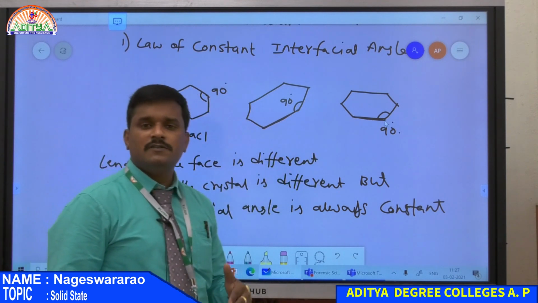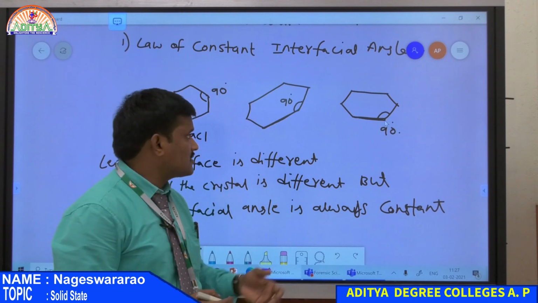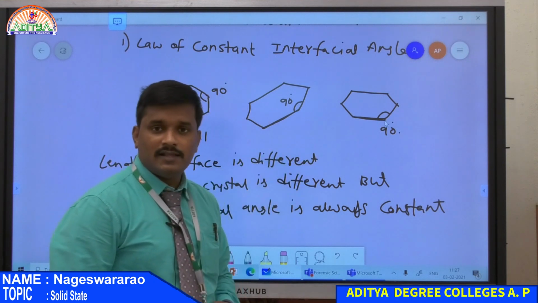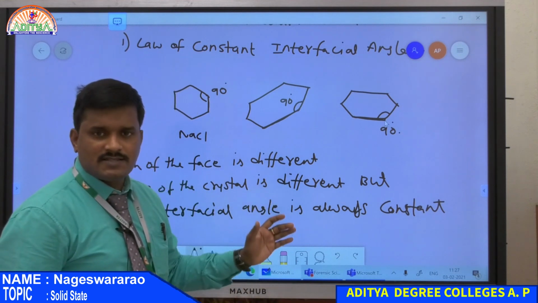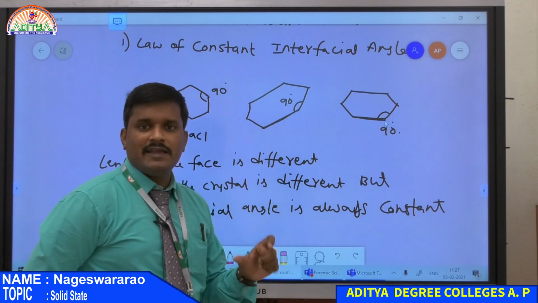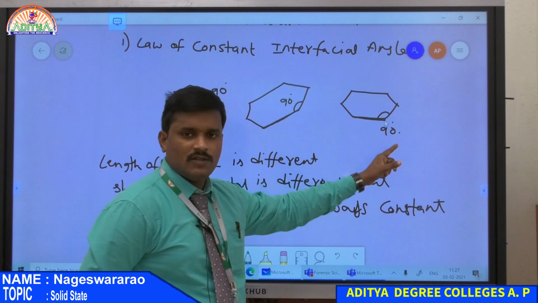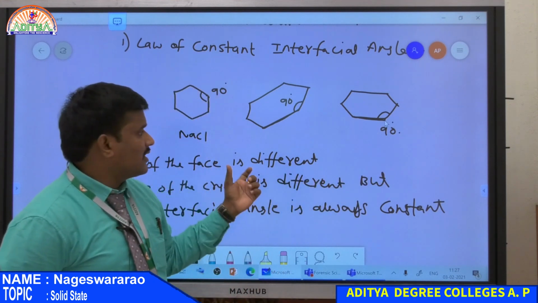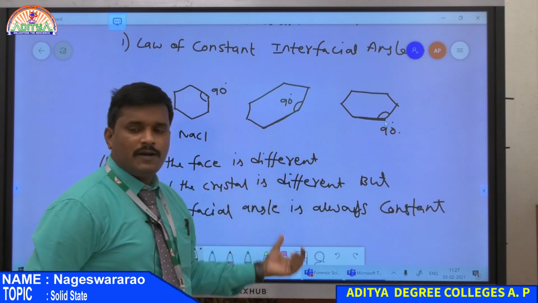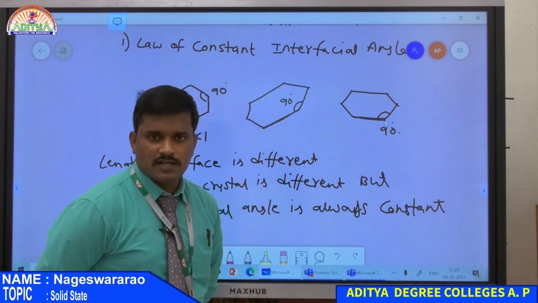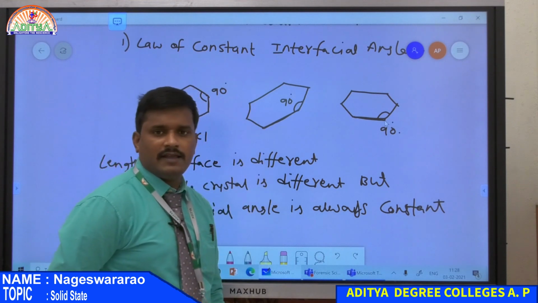So the length of the face may be different, based on crystallization, that is the formation of a crystal, and also the geometry is different, but the interfacial angle is always constant for a given crystal. For NaCl, the interfacial angle, that is the angle between two faces, is always 90 degrees. So here 90, 90, 90. So according to the first statement, during crystallization the length of the face or the shape of the crystal may be different, but the interfacial angle is always constant. So this is the first law, that is the law of constant interfacial angle.